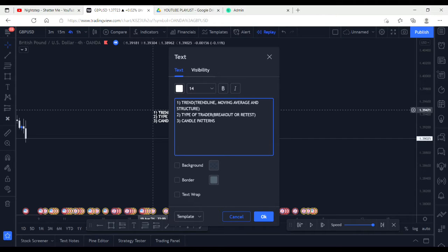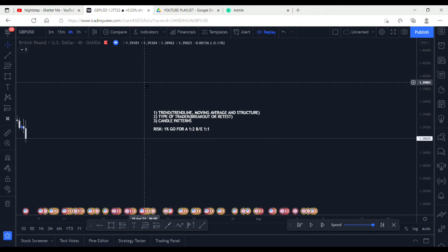So your risk management. Me personally, I stick with 1% for every trade and go for a 1 to 2. Break even rule after a 1 to 1. So this is the three basic stuff that I usually go by.